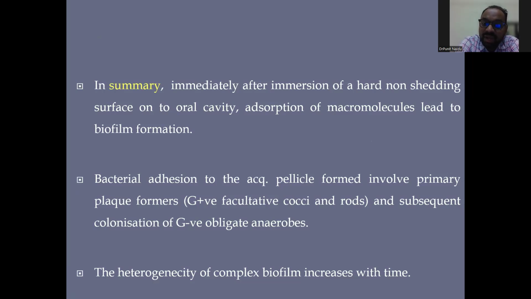So this can be summarized as immersion of a hard non-shedding surface into the oral cavity, adsorption of macromolecules leading to biofilm formation, and bacterial adhesion to the acquired pellicle involving primary plaque formers, which are gram-positive facultative cocci and rods, and subsequent colonization by gram-negative anaerobes.